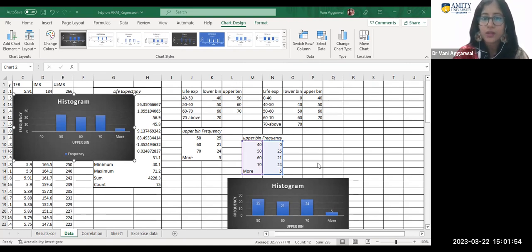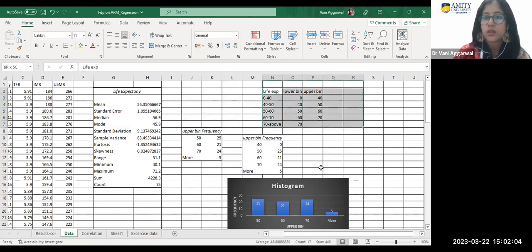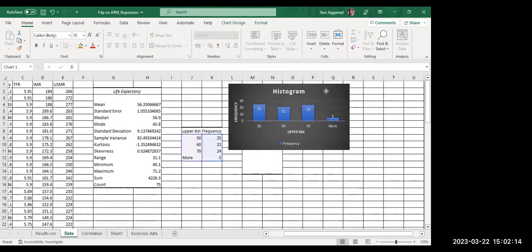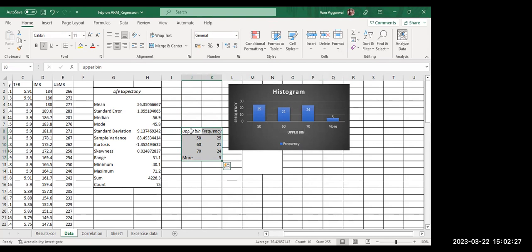Later you can delete this also if you do not want it. For example, I do not want all these things. Delete. Okay, so I'm keeping this. Madam, this table, upper bin frequency, does it come automatically? Yes, this frequency table comes automatically if you build a histogram. Okay, ma'am. You will get this automatically. Okay, ma'am. Thank you.